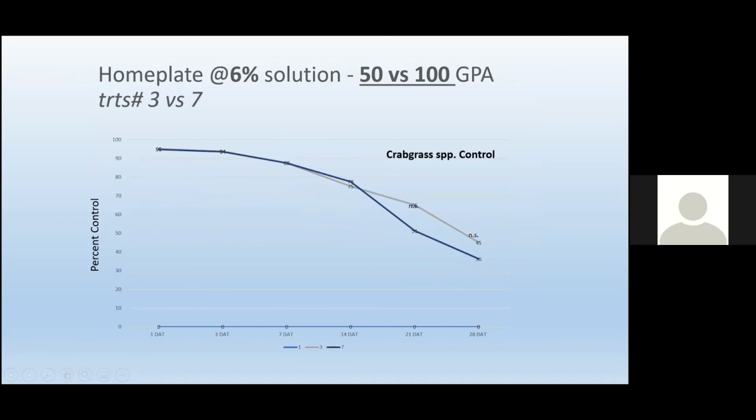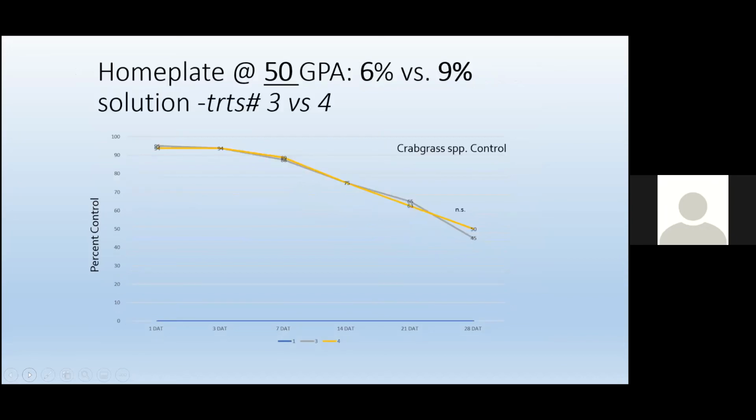Here we are at 50 versus 100 gallons per acre. And the crabgrass control was very similar regardless of the gallonage. That's good news. You can use a lower gallonage per acre and still have good control. And here we are at 6 and 9%, so 2 different rates of Home Plate. And again, the rates were very similar. Good news, since these are expensive materials, and you can get away with using the lower percentage.